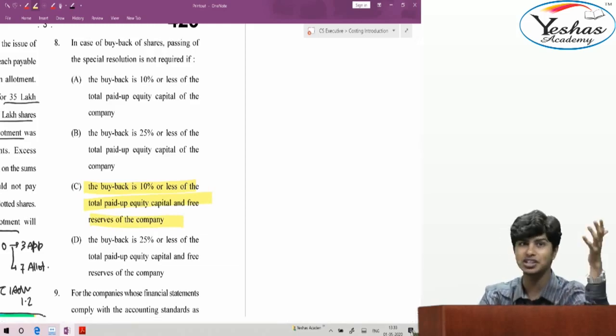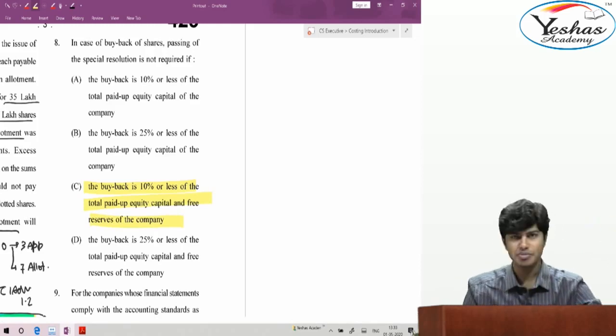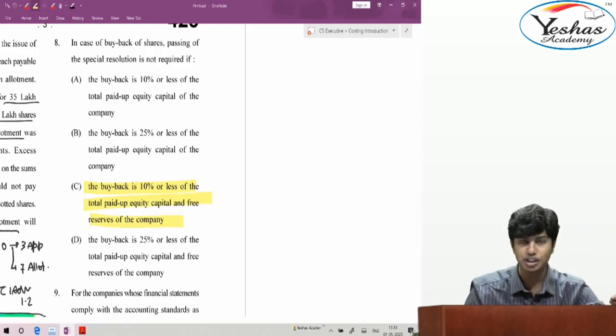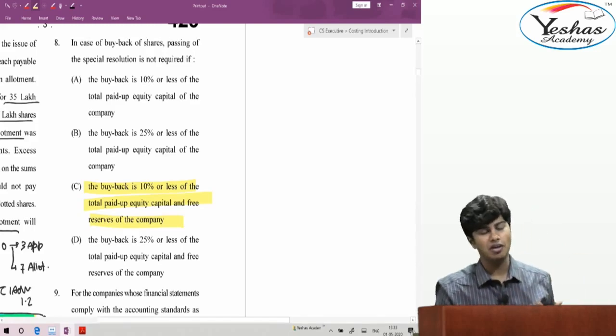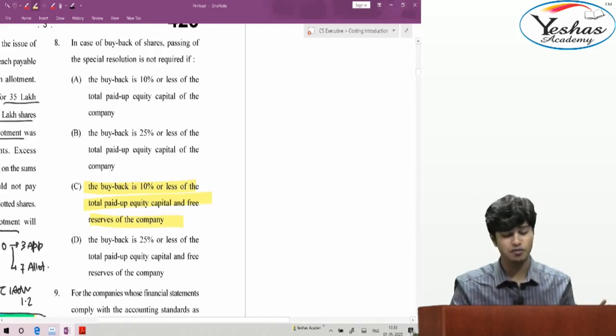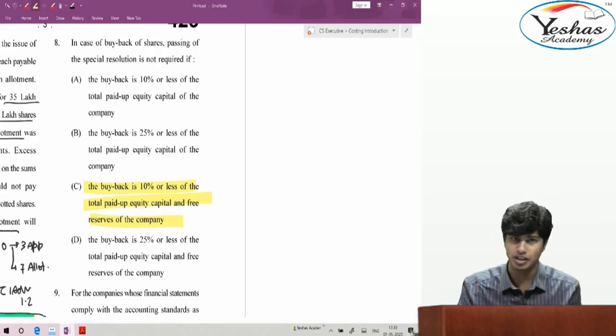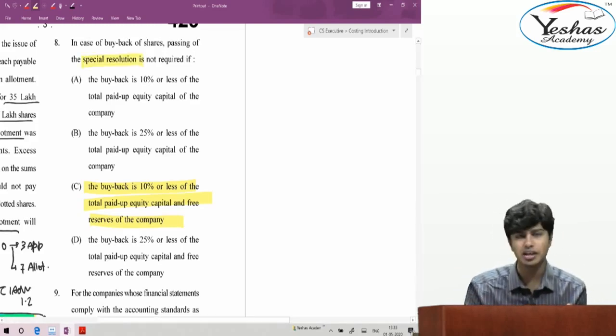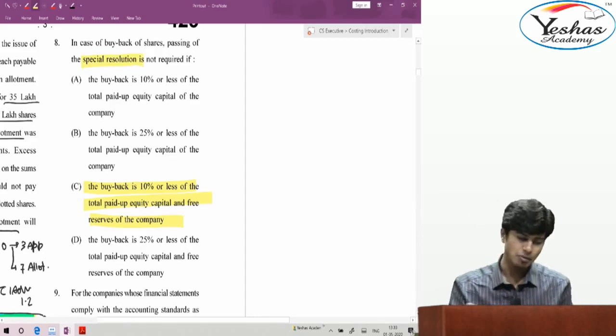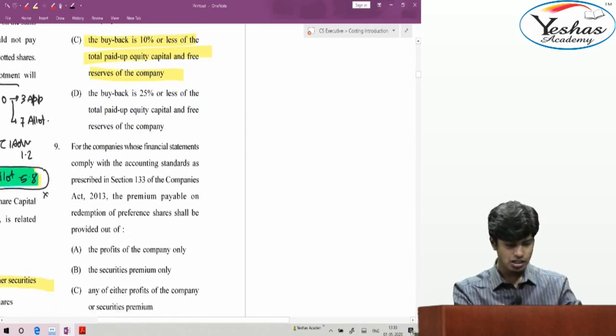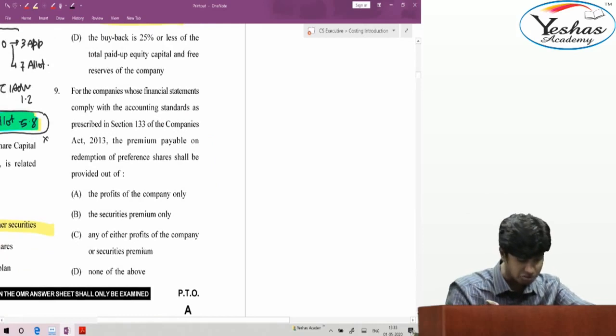You remember the conditions: technical conditions, legal conditions and accounting conditions. That is with respect to question number 8. If the buyback of equity shares is greater than 10% of your paid up share capital plus free reserves, then you would have to pass a special resolution. If it is not, then not necessary. Let us go to question number 9 after this. Question number 9 talks about redemption of preference shares.